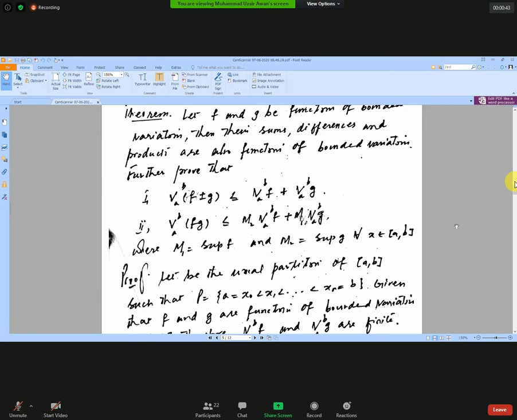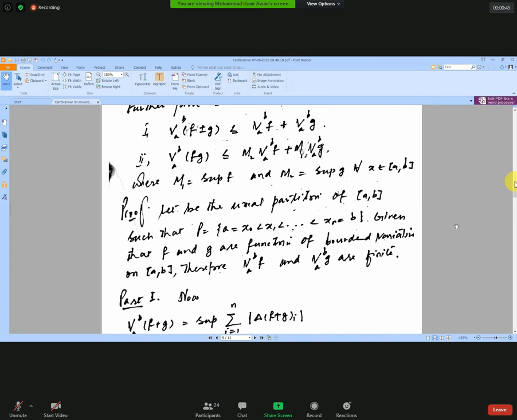Let P be the partition of AB. Given हमें क्या है कि F and G are functions of bounded variation. Both functions are bounded variations. Then this implies that total variation of F and total variation of G are finite. ये हमें given.